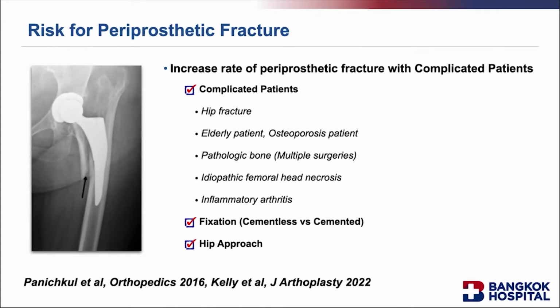As we all know, there is an increased rate of periprosthetic fractures with complicated patients, which we cannot control, such as hip fracture patients, elderly people, and osteoporotic patients. However, the things that we can control to reduce the risk of periprosthetic fractures are the fixation and the surgical approach.